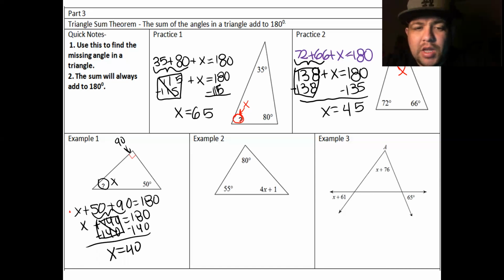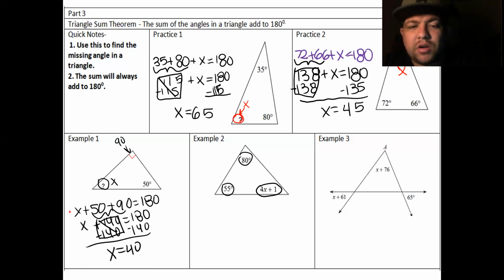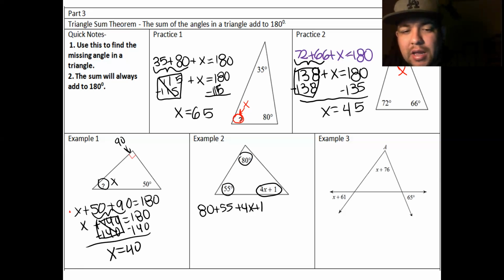So here we go. We have our 55, 80, and 4x plus 1. We know all angles in a triangle add up to 180. So we're going to go ahead and say 80 plus 55 plus 4x plus 1 is equal to 180. Okay, hope you guys saw that. I was kind of rushing through it, but I apologize.